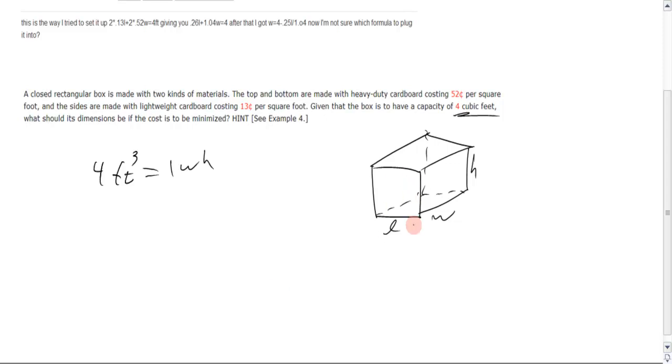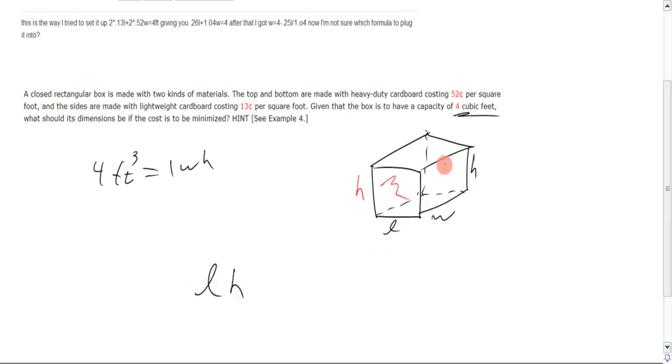We're going to make this box. They're telling us the sides are made with a lightweight cardboard that is 13 cents per square foot. So this side right here, how many square feet is that? Well, that's just the area of a rectangle: length times width, or in this case, another height. So this front face of the box is going to come from length times height.